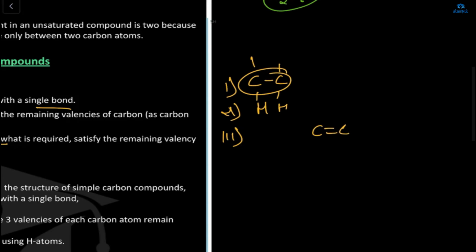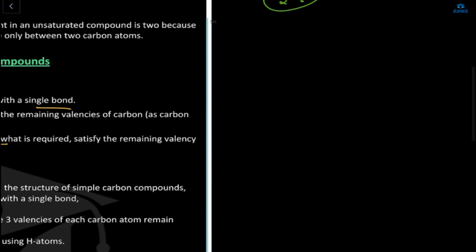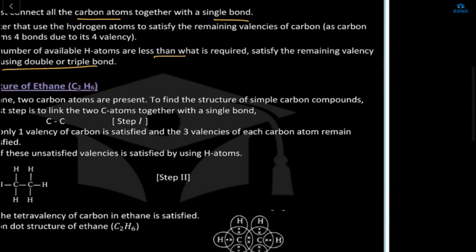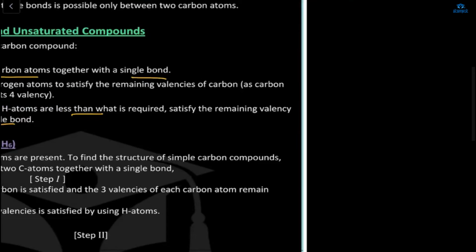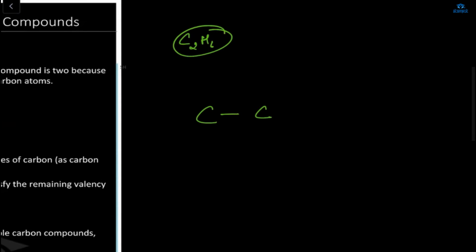We have to make a double or a triple bond. But the first rule is we have to make a single bond of the carbon-carbon atom. So first we will see this example, C2H6. C2H6 is very simple. What we have to do? We should take 2 C and 1, 2, 3, 4, 5, 6, 6 H. So this is done.